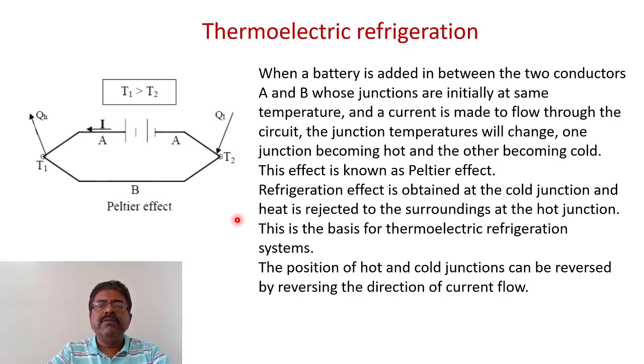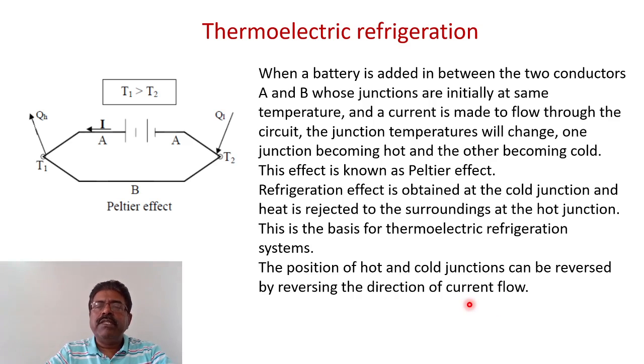A refrigeration effect is obtained at the cold junction, and heat is rejected to the surroundings at the hot junction. If we assume that this is the hot junction, heat will be rejected to the surroundings. This is the basis of the thermoelectric refrigeration system. You can change which junction is cold, and that is decided by the direction of current. If you want to swap the cold and hot junction positions, you just change the direction of current flow, and that will change the position of the two.